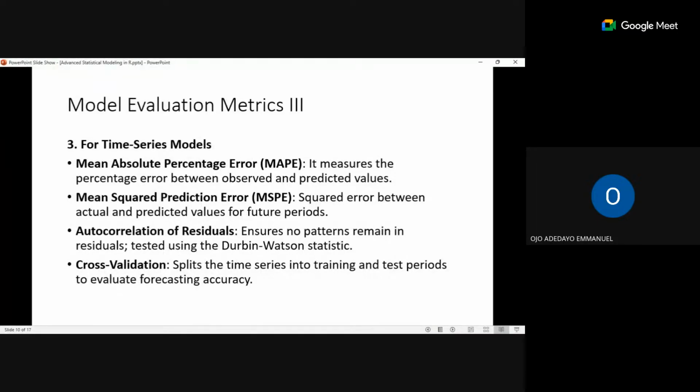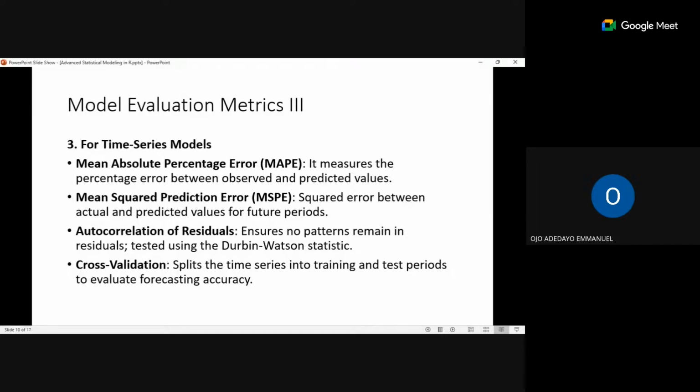How do we evaluate the time series model? We've talked about the regression model and the classification model. Now we want to talk about time series. Number one is that we normally use the mean absolute percentage error. That means you first find the error, then you find the absolute value, then you find the mean before you find the percentage.